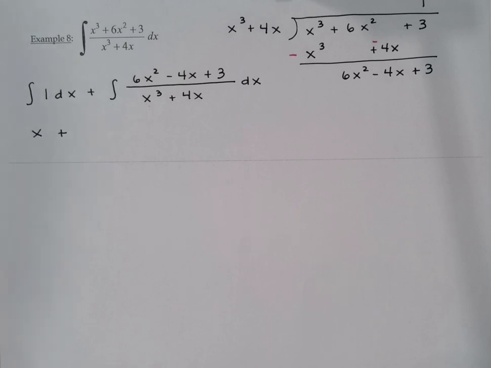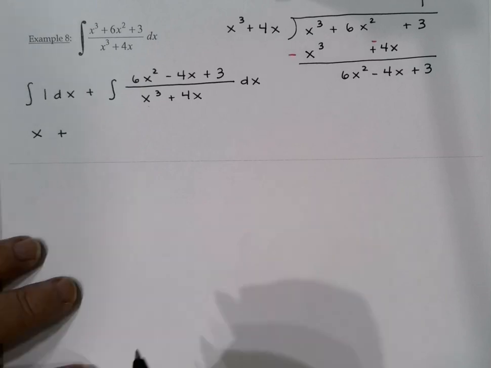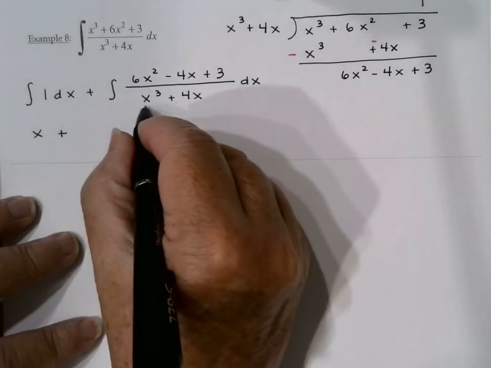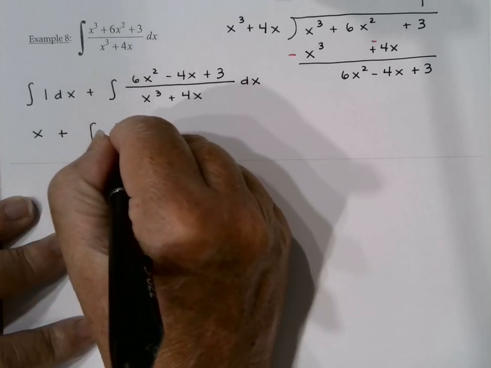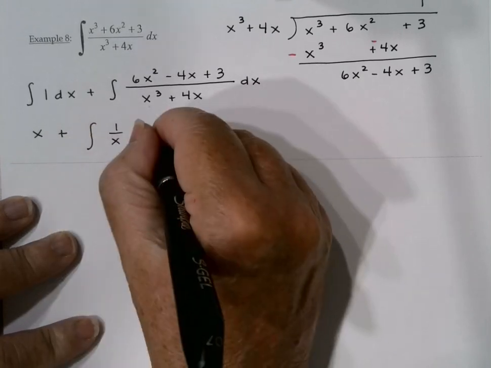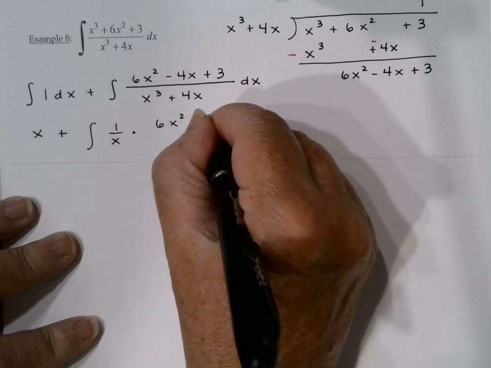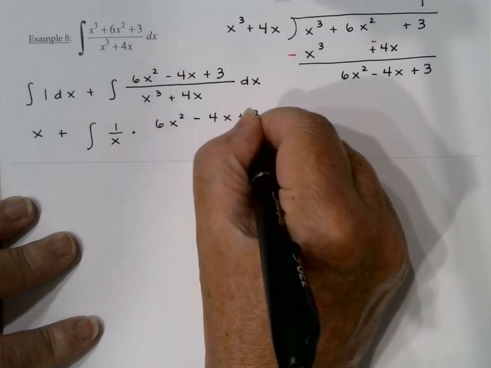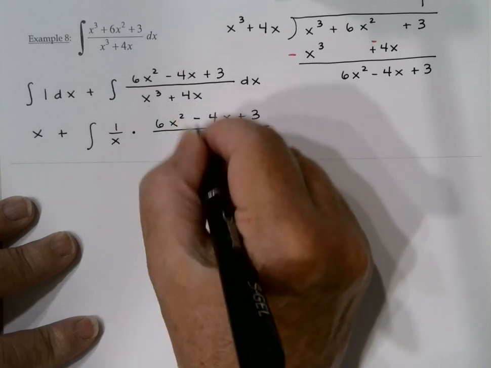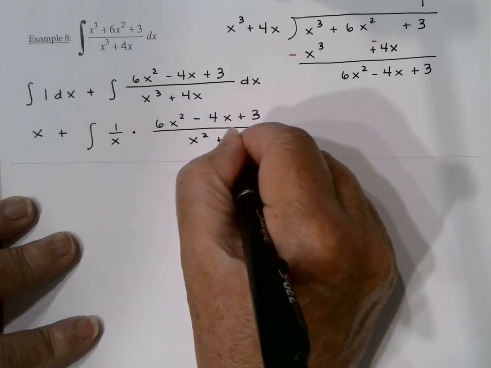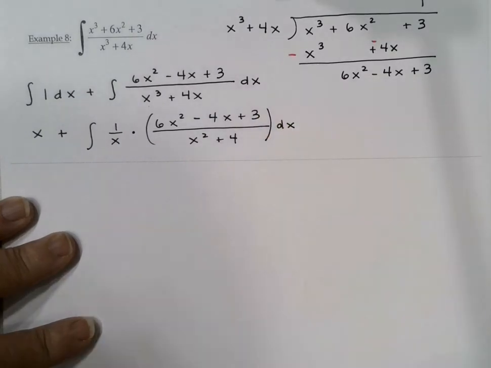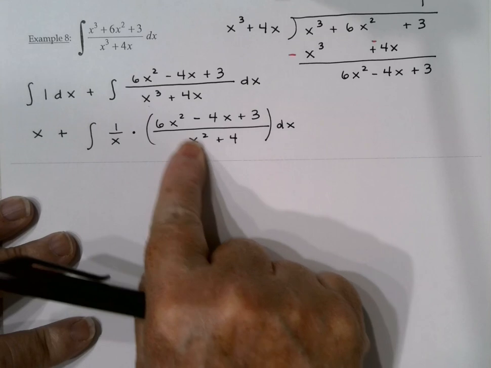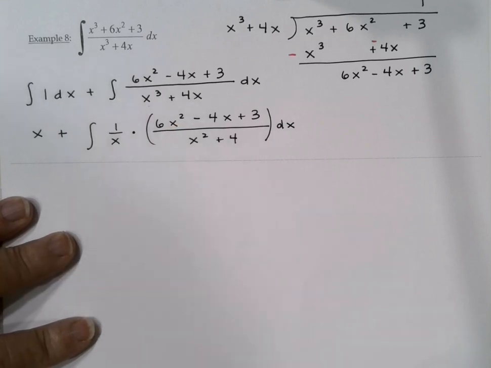In order to do this using a table method, here's what I'm going to do. I'm going to go ahead and factor an x out of the denominator, and I'm going to think of this as 1 over x times 6x squared minus 4x plus 3 over, and the x is factored out of here, so this is now x squared plus 4. Once I've factored the x out, notice that again I've got the degree of the numerator and the denominator being the same. So I'm going to do long division again.